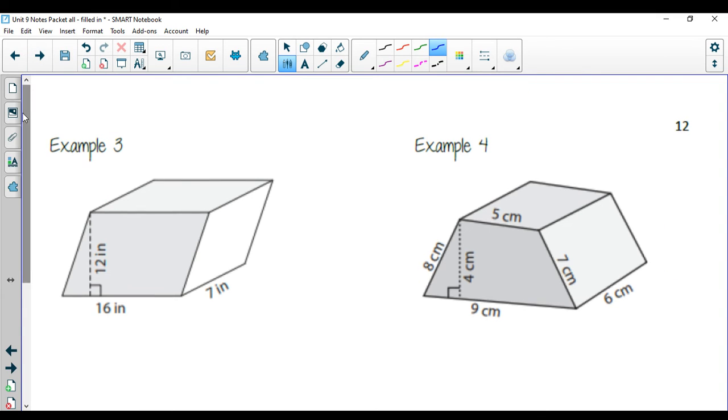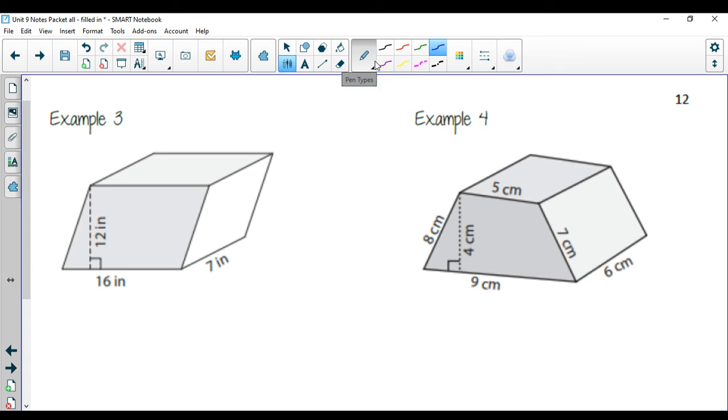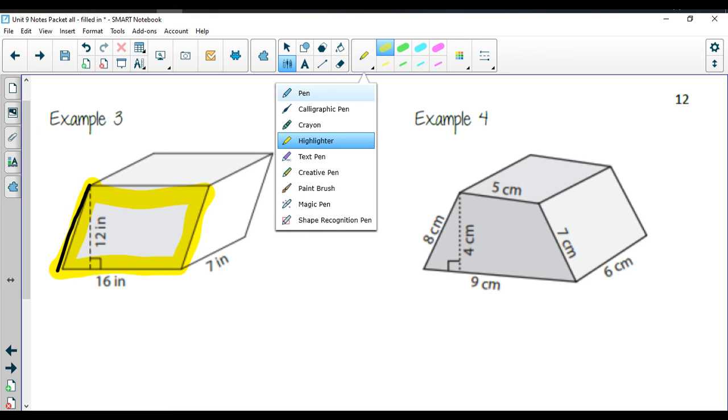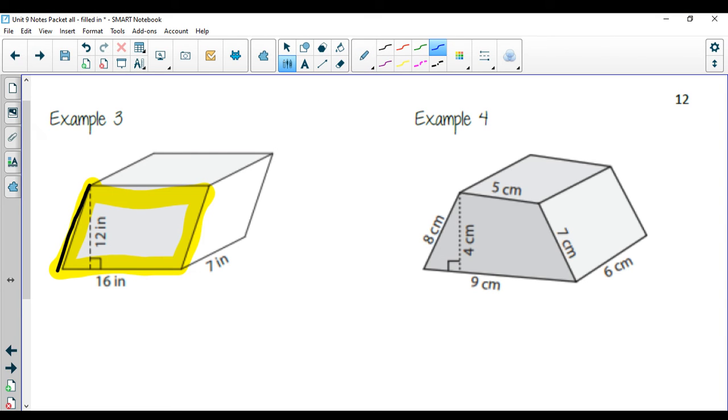So on page number 12, we have examples 3 and 4. For example number 3, I'm going to go ahead and highlight the outside, which I didn't pick up my highlighter. Here we go. So we're going to highlight the outside of the base here. And it looks like this one is a parallelogram base. So we have a parallelogram prism.